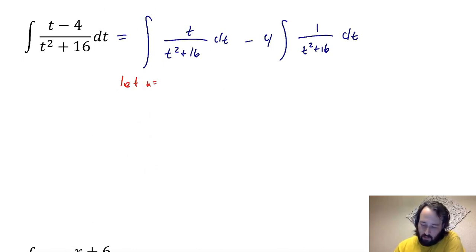So I'm going to let u be all of t squared plus 16, so that means du is 2t dt. I can divide over that 2. Let's make this 1/2.